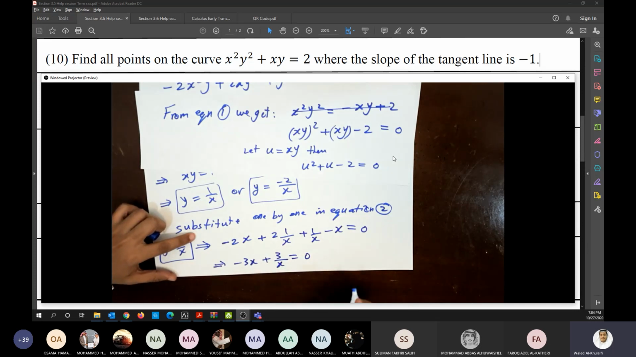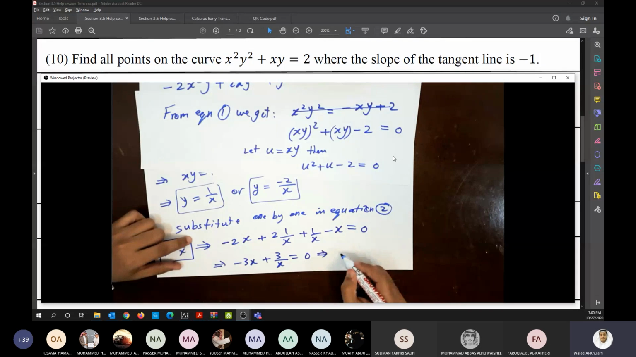How do we solve this? x as a common factor. Okay, you can take x. Actually, if you take a common denominator here, you can take 3 as a common factor, so you have minus x squared plus 1 equal to 0, right?